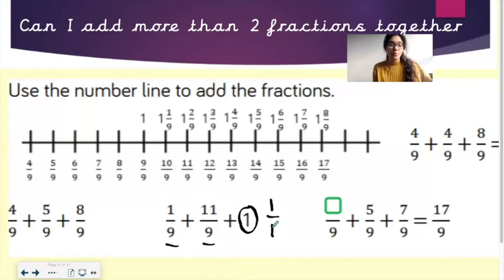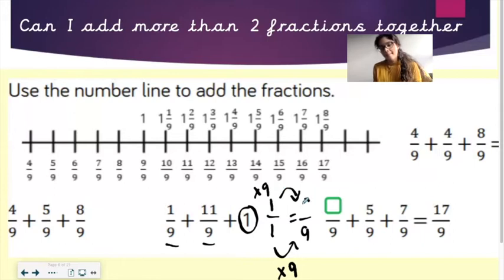How do we change 1 so that it becomes 9? What do we do to the 1 to get it from here to here? What do we multiply 1 by? 9. Good. And what you do to the bottom, you do to the top. So if you've multiplied the bottom by 9, then you also have to multiply the top by 9, just like that. So what's 1 times 9?